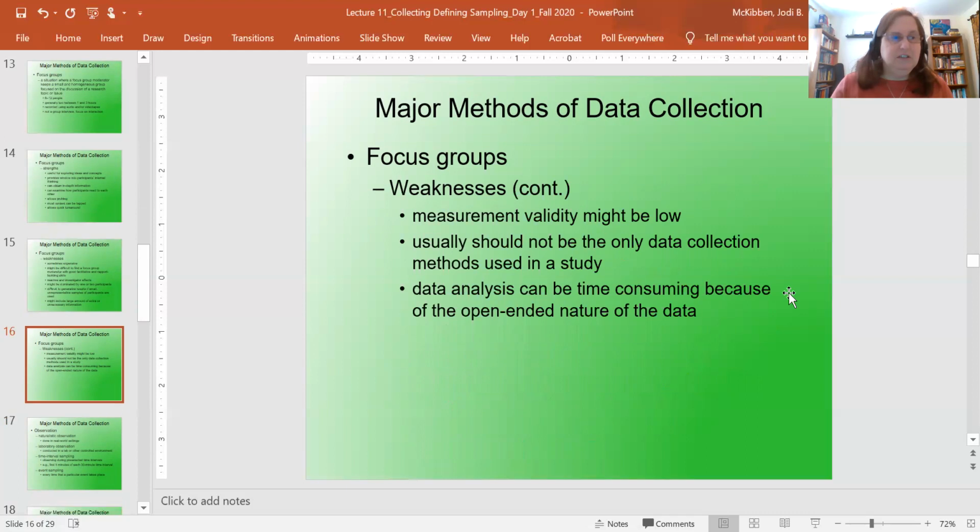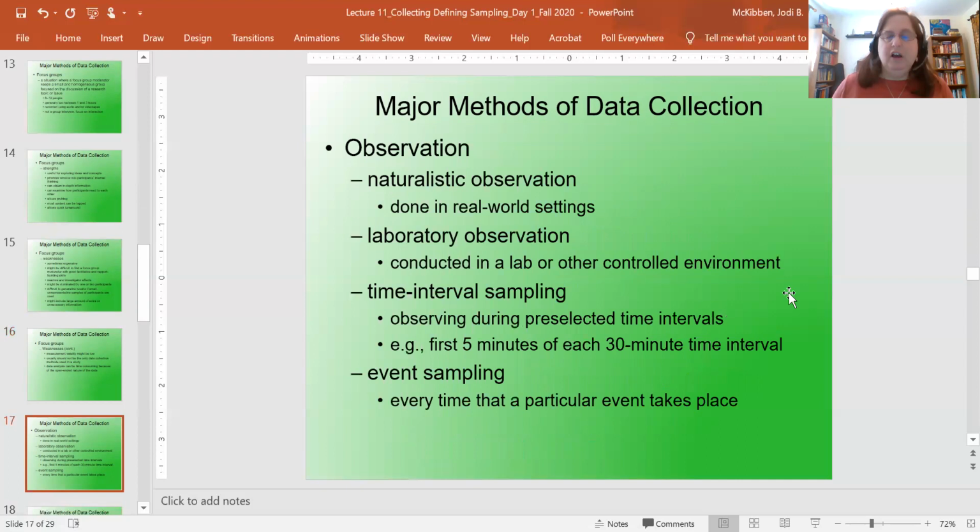All right. Next one I want to talk to you about is observation. Now, there's different kinds of observation that are potentially completed, so I want to talk to you about some of those. First, we can have naturalistic observation. This is done in real-world settings. Maybe a playground and you're looking at kids playing on a playground, whereas a laboratory setting is done in a lab or other controlled environment.